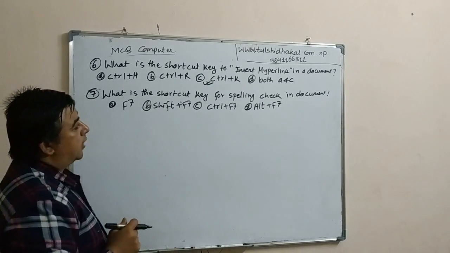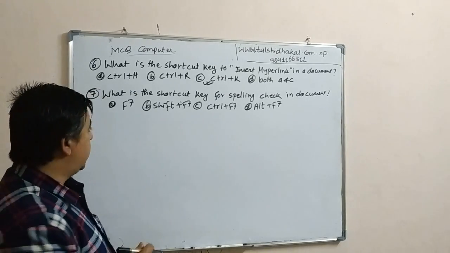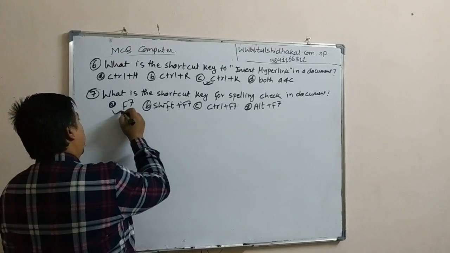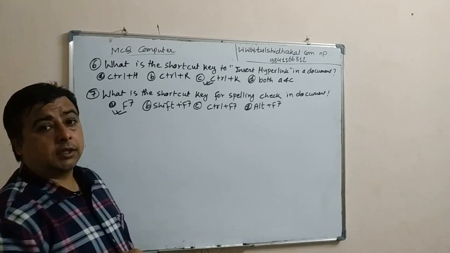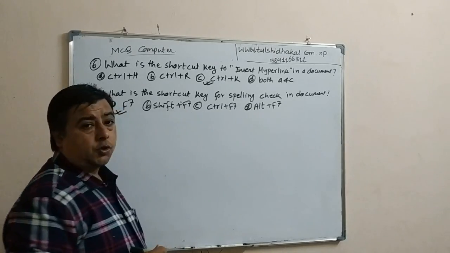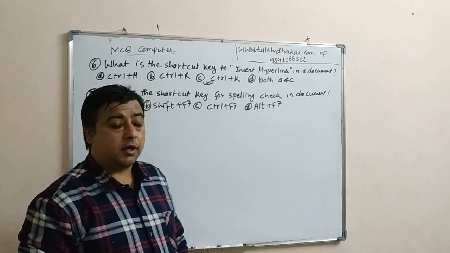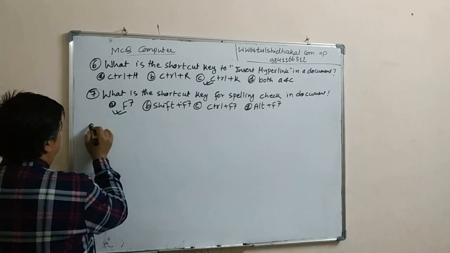For the shortcut key for spelling or grammar check in a document, we have to press F7. F7 is the best answer for this question. Shift F7 is to find the thesaurus, or synonyms and antonyms. Next question.